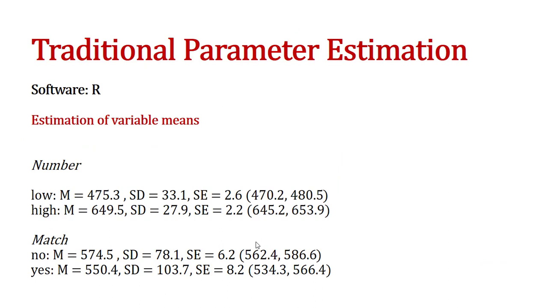Okay, now when we talk about the variables, not the conditions, we need to do estimation of the means and the differences of mean reaction time between the two values of the independent variables. Here, for number, low to high, sorry, there is no comparison there, it's just the estimation of the mean reaction time in the population, and for match we also did the same estimation for the values no and yes.